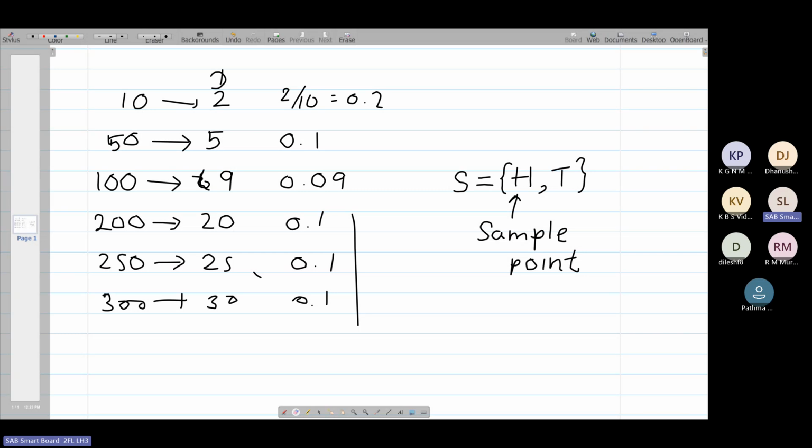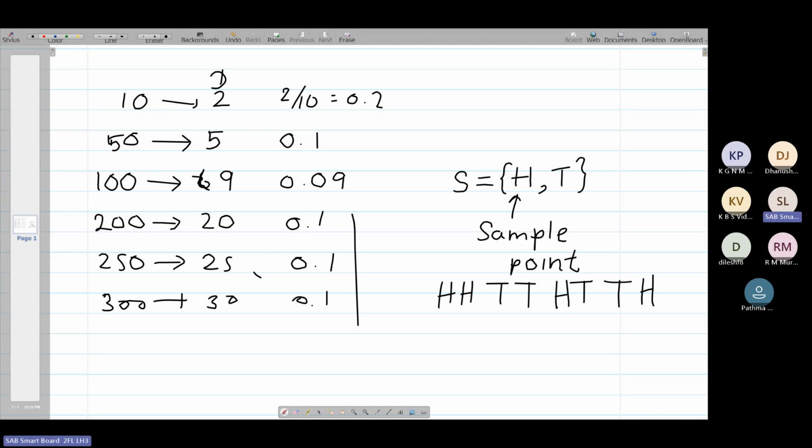How many sample points can we get? Tossing 2 coins, the first time we can get both heads, or we can get 2 tails. First time head, second time tail. First time tail, second time head. How many sample points?